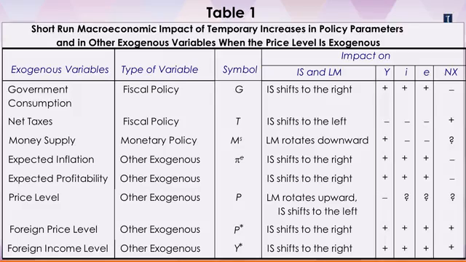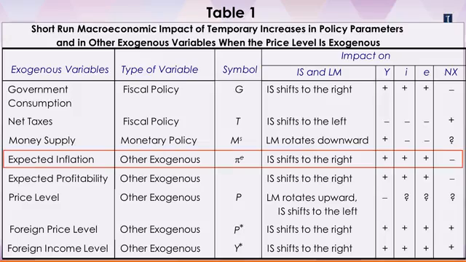For example, if money supply goes up, that causes the LM curve to rotate downward. That increases the level of income and lowers the interest rate and the exchange rate. But the impact on net exports is mixed because we get more net exports as a result of depreciation of the currency. At the same time, income level goes up, and that increases our imports and pushes down the net exports.